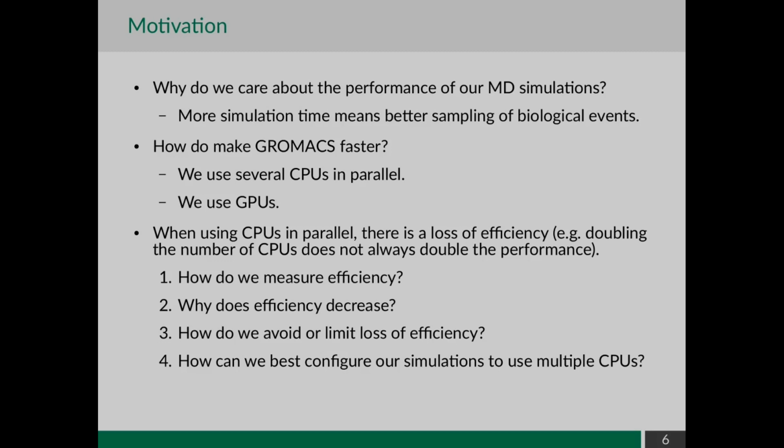First, how do we measure this efficiency? Second, why does this efficiency decrease when we increase the number of CPUs? And of course, how can we avoid or at least limit this loss of efficiency? And the last question is, how does that translate into simulation parameters? How do we configure our simulations to take advantage of multiple CPUs and be as fast as possible?